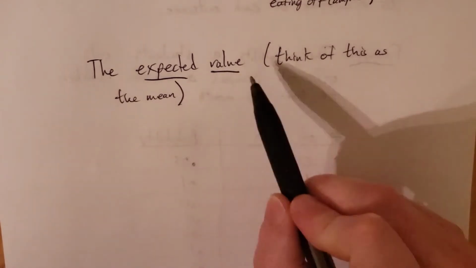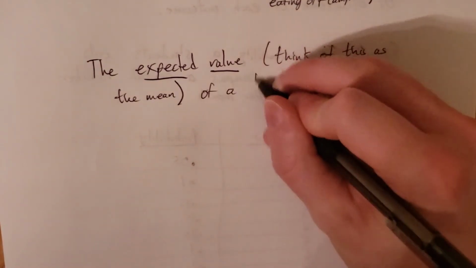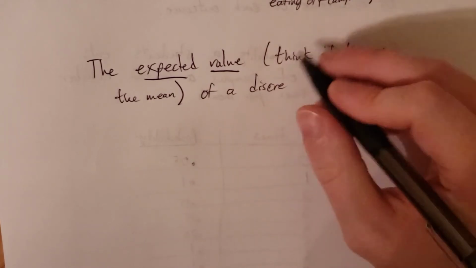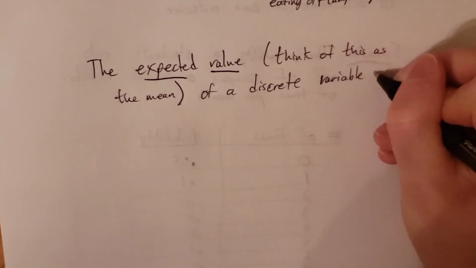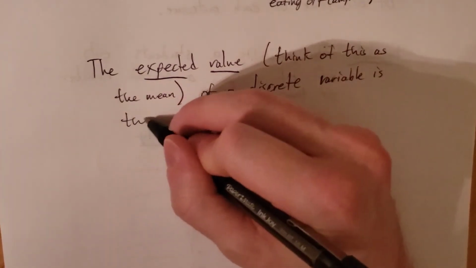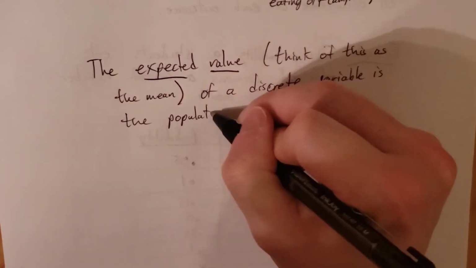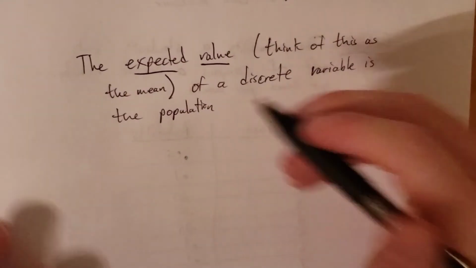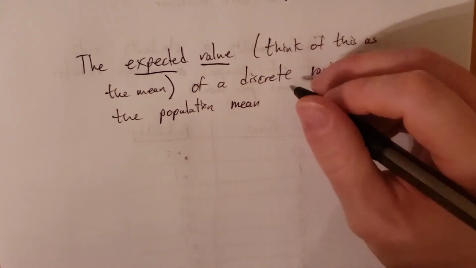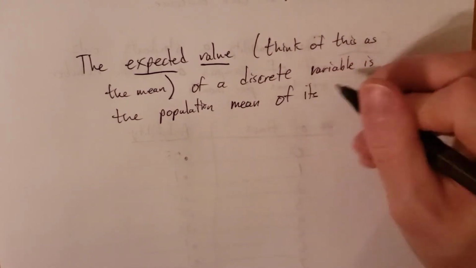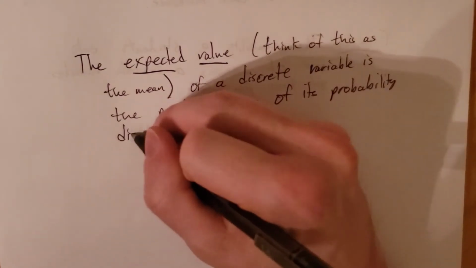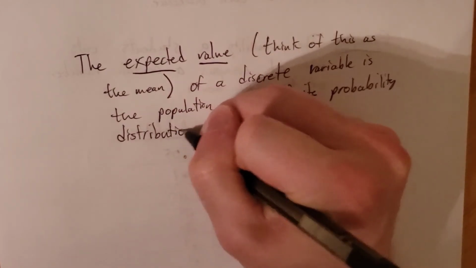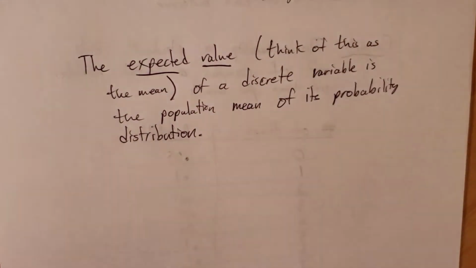All right, so what is the expected value? The expected value of a discrete variable is the population mean of its probability distribution. Okay. And what is that? Well, what's our actual formula for that?